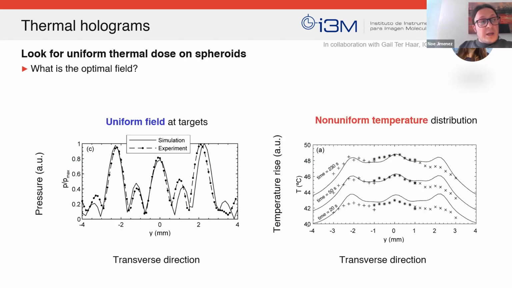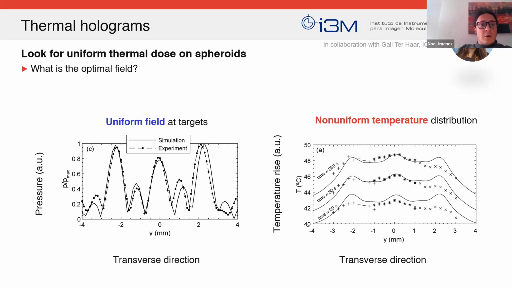But the problem was to obtain really homogeneous fields along this collection of spheroids. And the first thing that comes to mind is to produce a uniform field all around the targets. And if you do that, even when you have a uniform field, the diffusion of the temperature is different for the central part than for the exterior part. So the uniform field doesn't produce a uniform temperature distribution and a uniform thermal dose on the spheroids.